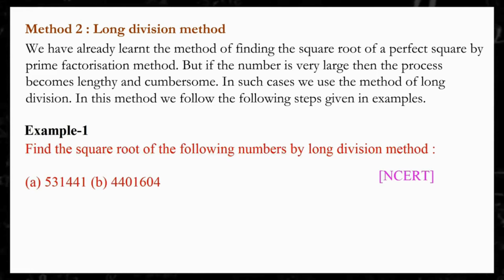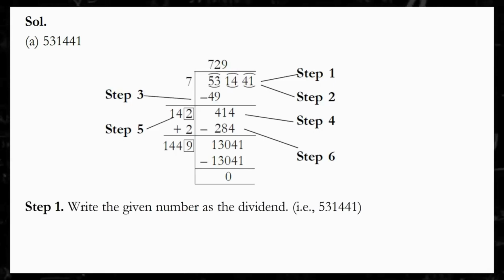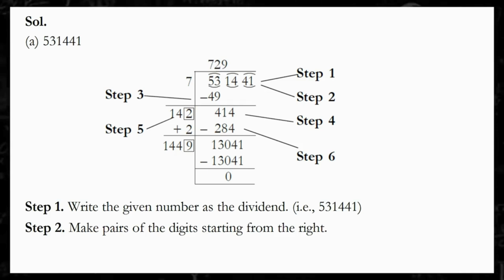Example 1. Find the square root of the following numbers by the long division method. A. 5,31,441. B. 44,01,604. NCERT. Solution. A. 5,31,441. This is shown as Step 1. Write the given number as the dividend, that is 5,31,441. Step 2. Make pairs of the digits starting from the right.